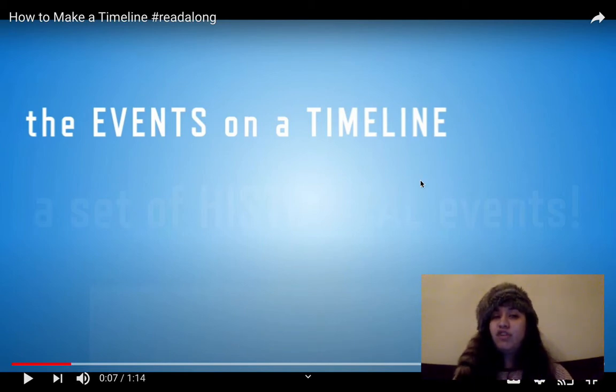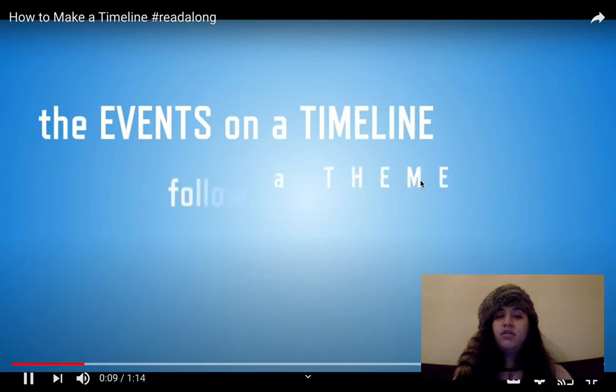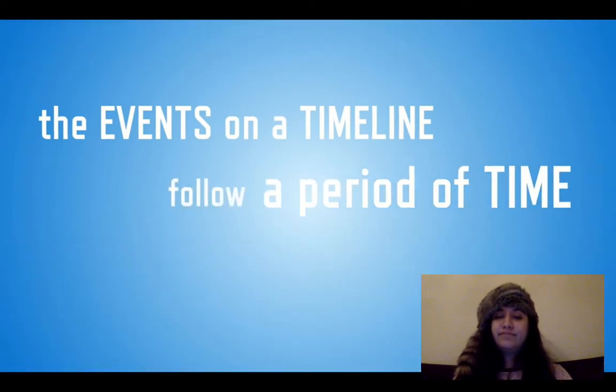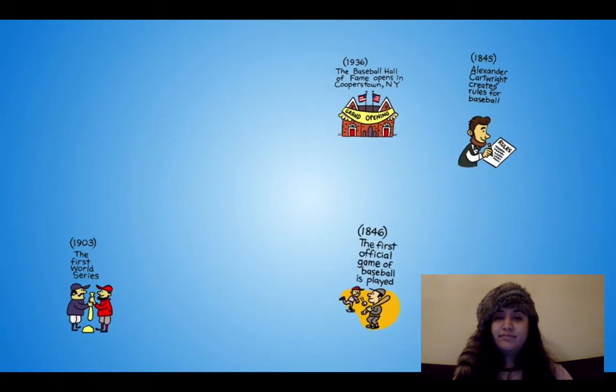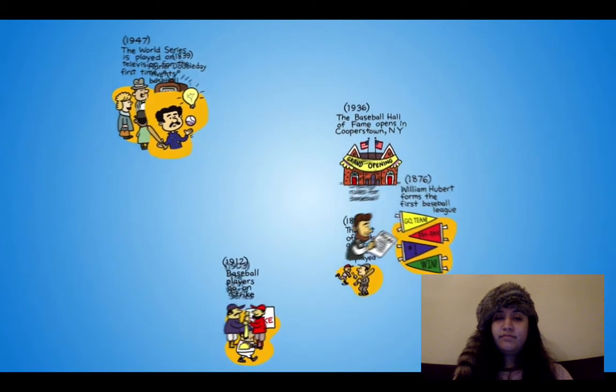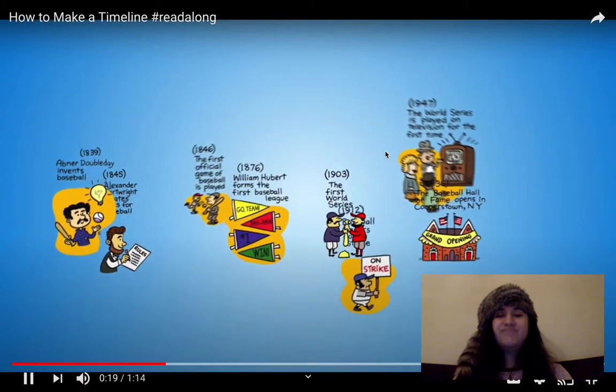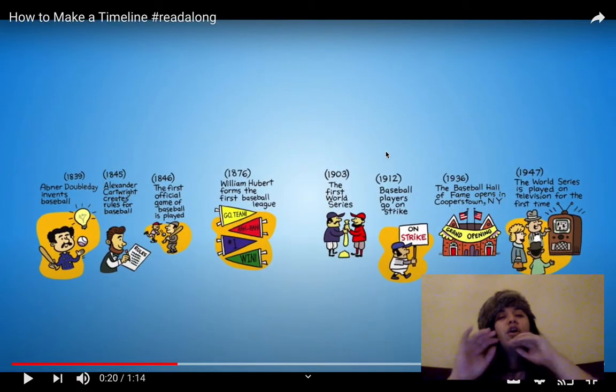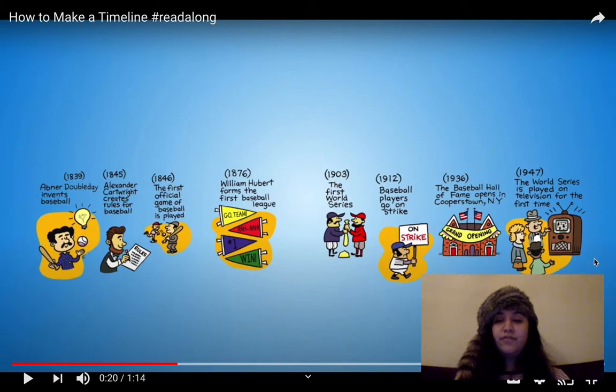So let's keep watching. The events on a timeline usually follow a theme or take place within a specific period of time. To make a timeline, first create a list of events you want to include and order them chronologically. That's a fancy way of saying earliest to latest. So what they're doing, see how all of these cool pictures?